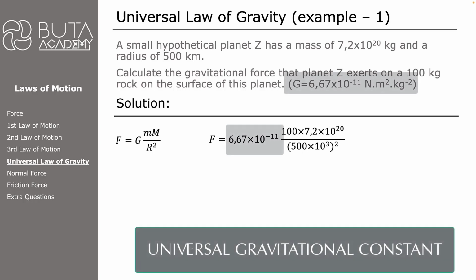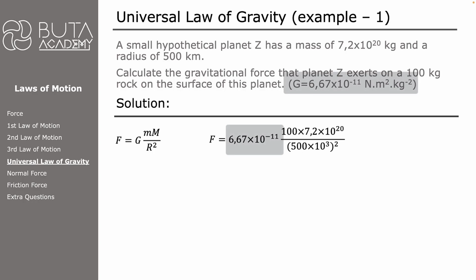Universal gravitational constant is 6.67 times 10 to the power of minus 11. Mass of the object is 100 kgs. Mass of the planet is 7.2 times 10 to the power 20 kilograms. The radius of the planet is 500 kilometers, which has to be converted to meters. As an answer, the weight of the object on planet Z is 19.21 newtons.